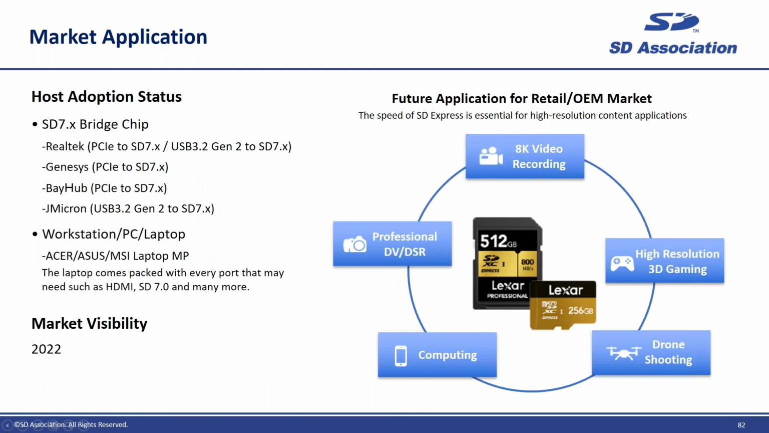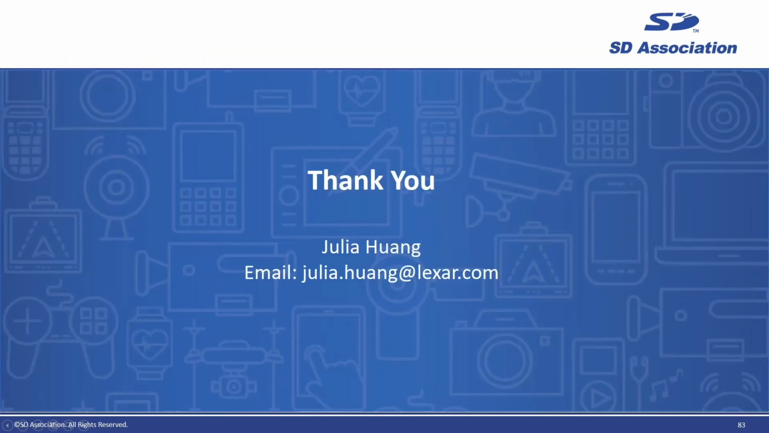The status of host adoptions with the SD 7.0 is on flip chip and computer manufacturers. But we know the speed of SD Express is essential for high resolution content applications. We expect to see more applications in the areas of 8K video recording, professional DSLR, high resolution 3D gaming, computing and drone shooting for retail OEM markets in 2022. Okay, this is the end of my presentation. Thank you for your attention.